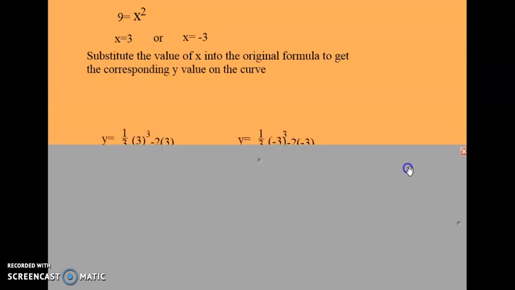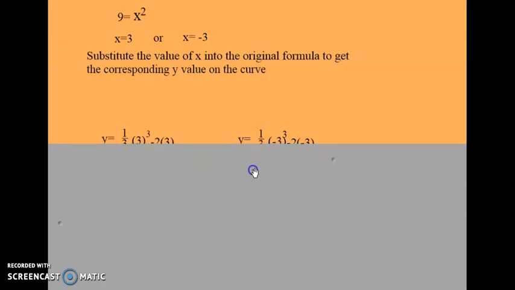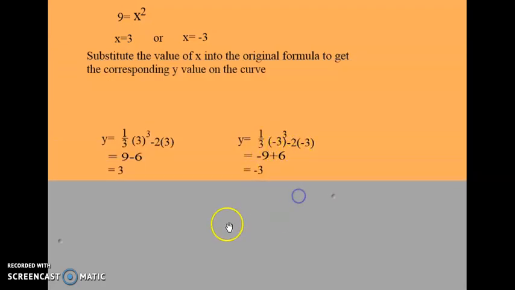Now we have the x value. We still need to find the corresponding y value. So we need to substitute the value of x into the original function to calculate the corresponding y value, or values in this case. Right? So I firstly substitute the 3 into the original function, and then I substitute the minus 3 into the original function, and I calculate the values.